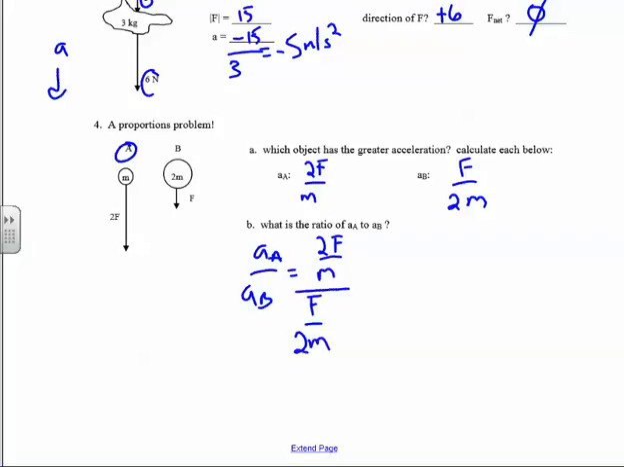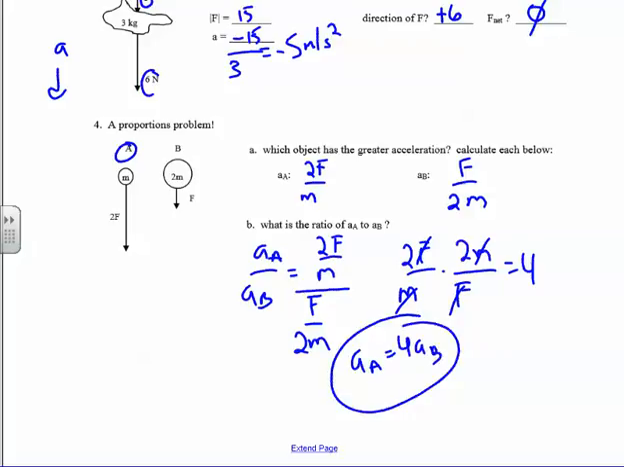That's a mess, so let's do copy, change, flip. So the F's cancel out, the m's cancel out, 2 times 2 is 4. So A has 4 times the acceleration of B. All right, you probably could have figured that conceptually, but it's important you be able to work it out mathematically.